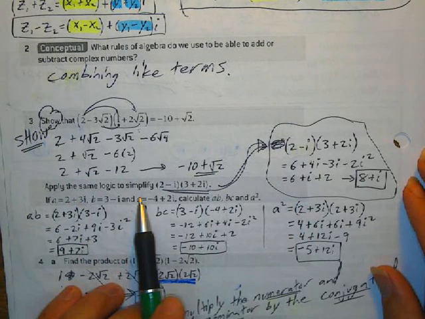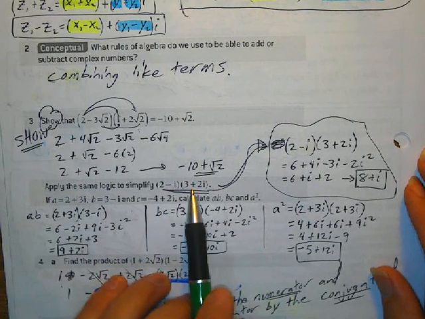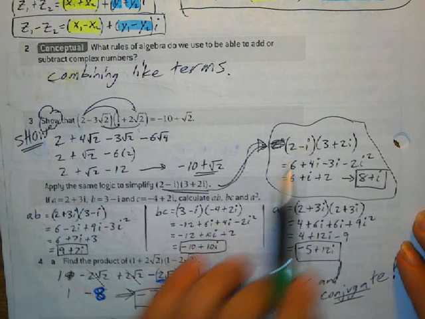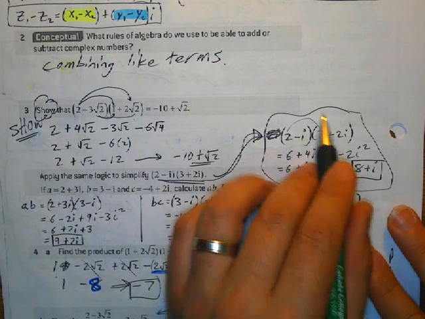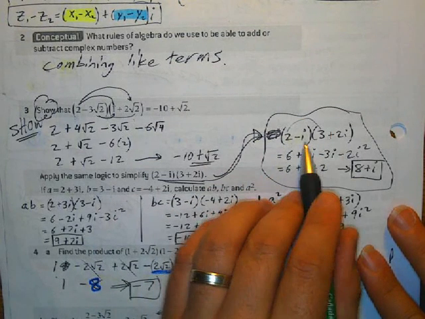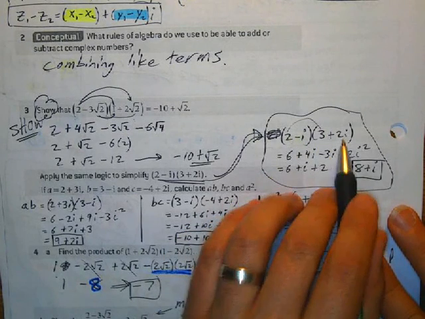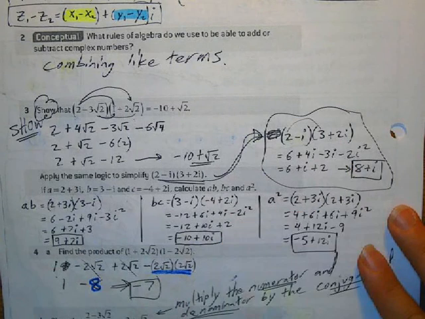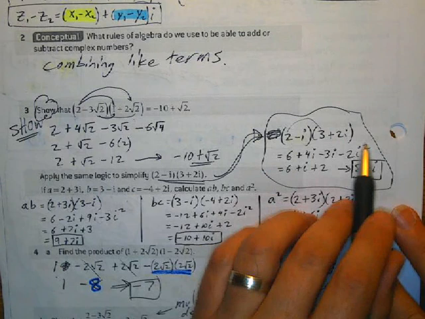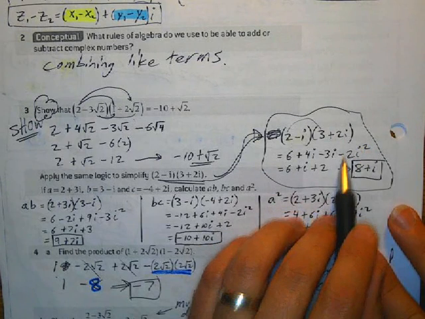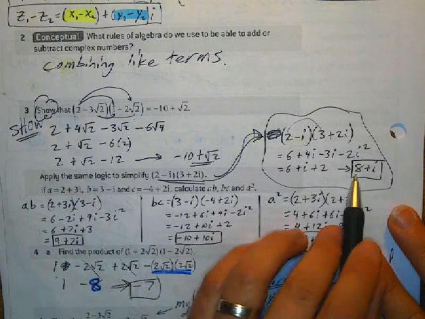Same thing applies when I've got 2 minus i times 3 plus 2i. We do our FOIL. So 2 times 3 is going to give me 6. 2 times 2i is going to give me 4i. Negative i times 3 gives me negative 3i. And negative i times 2i gives me negative 2i squared. And then the i squared is going to change to negative 1. And negative 1 times negative 2 is going to give me positive 2. And now we've got 6 plus 2 is going to give me 8. So I end up with 8 plus i.